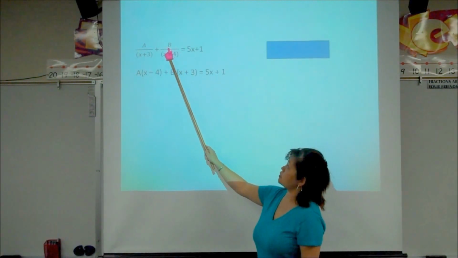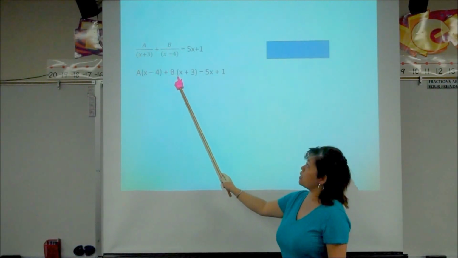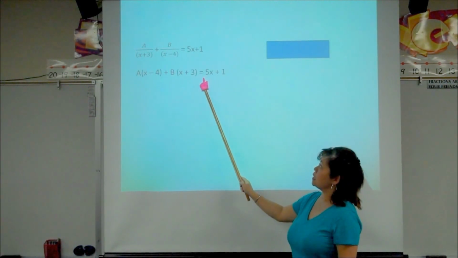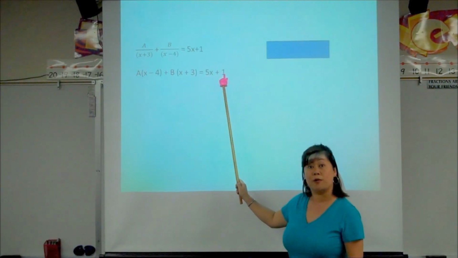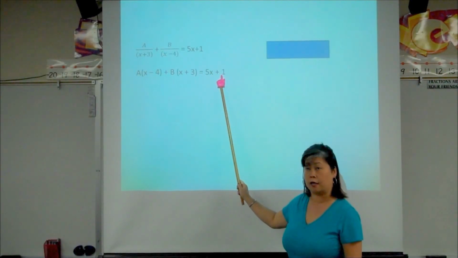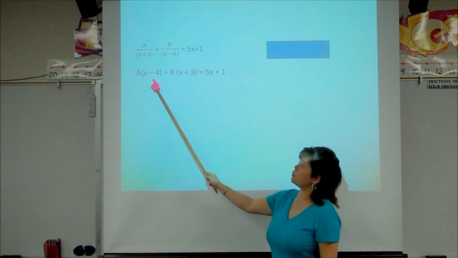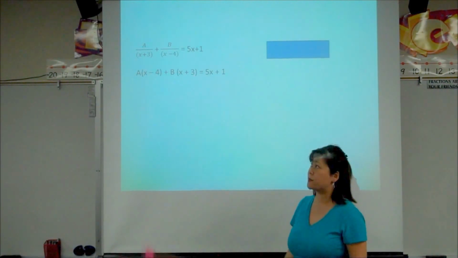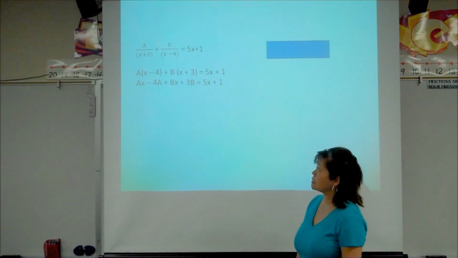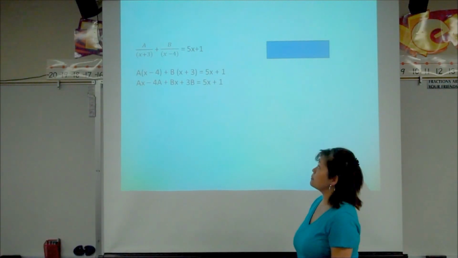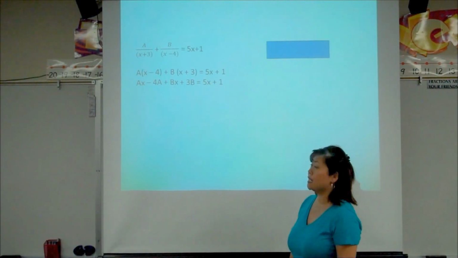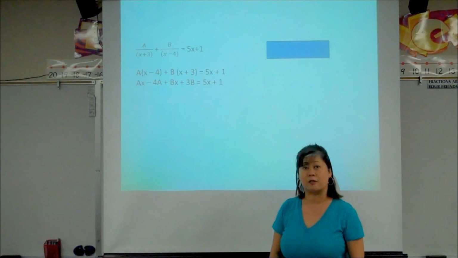So we're going to go across this direction. So b times the x plus 3 equals, and then the numerator. Now, you're always going to put the numerator on this side right here. Okay? So we're going to continue on with the algebra. We're going to distribute the a into the parentheses, distribute the b into the parentheses, and you're going to have ax minus 4a plus bx plus 3b, and then again, it's still equal to 5x plus 1.